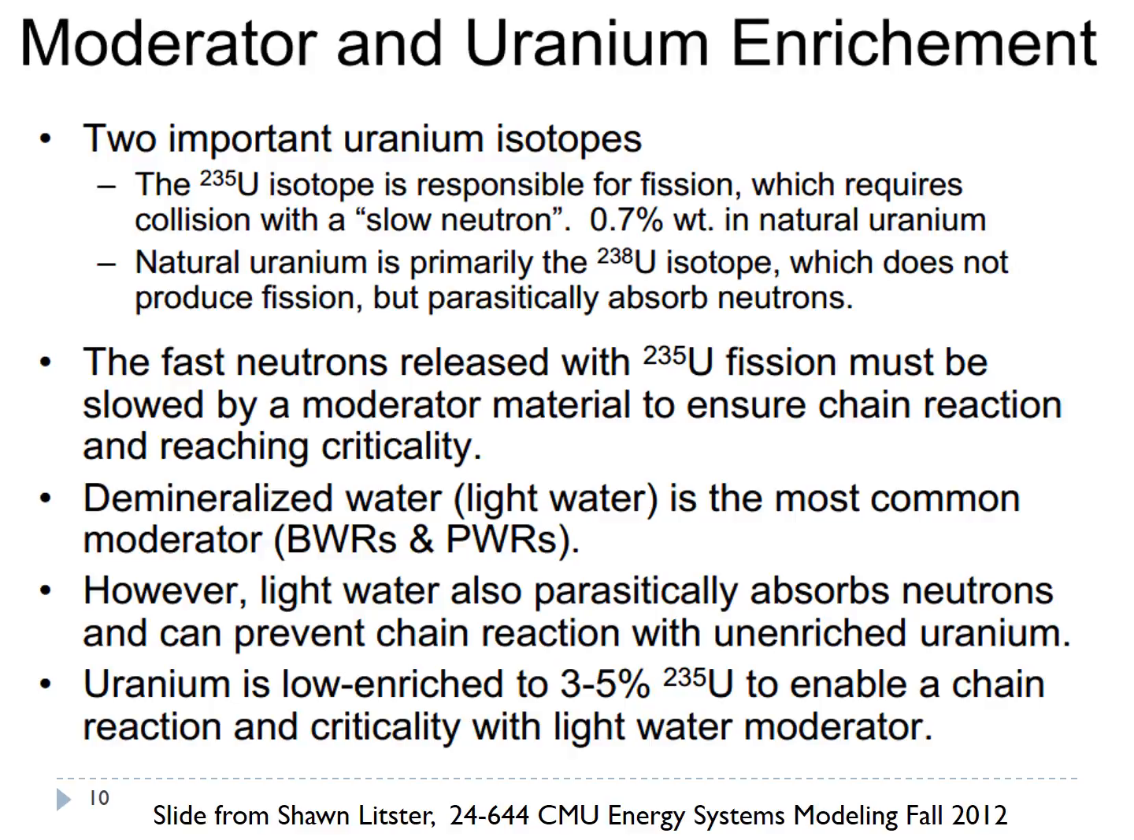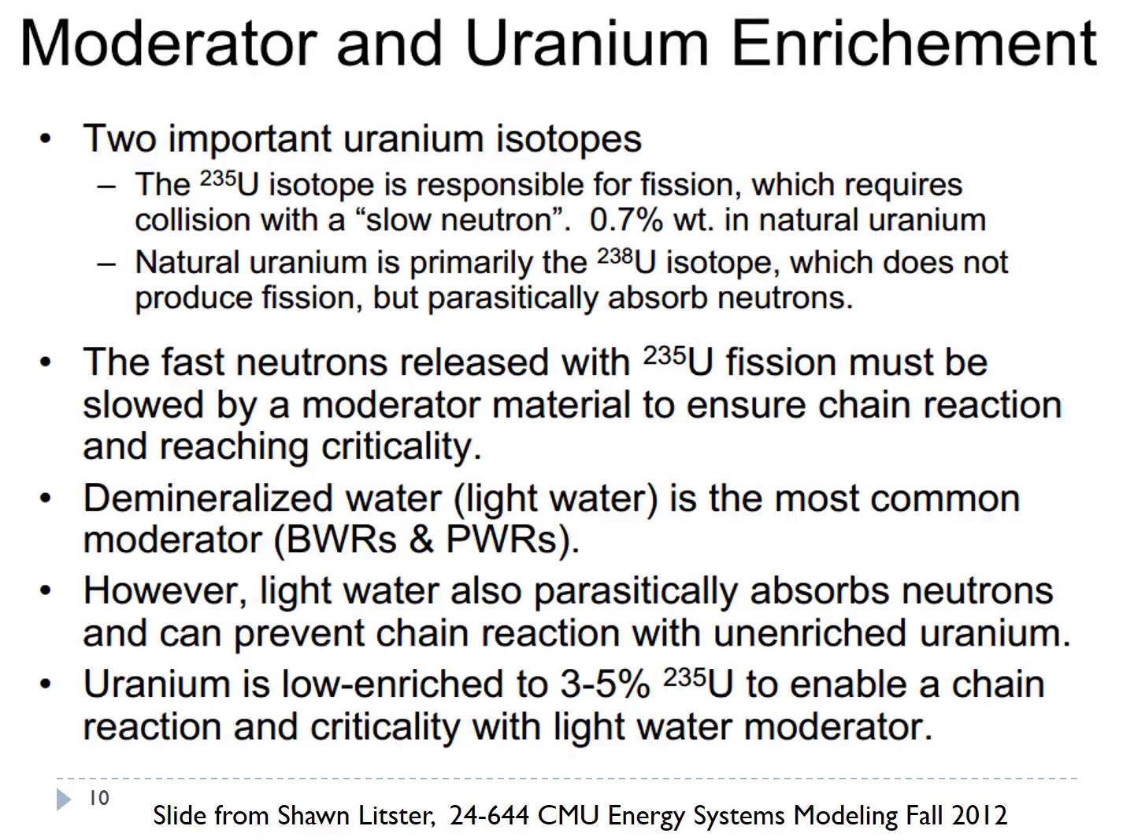There's also heavy water reactors, such as CANDU, in which they're using deuterium oxide. What's happening here is that the cross section for absorption of neutrons is greater for hydrogen than it is for deuterium. What that means is that light water reactors are always parasitically absorbing neutrons, and part of that means that you need to increase the amount of 235 compared to 238.